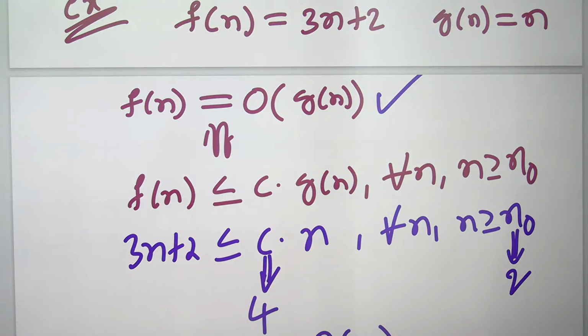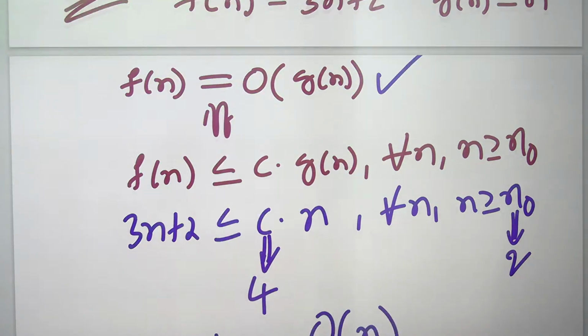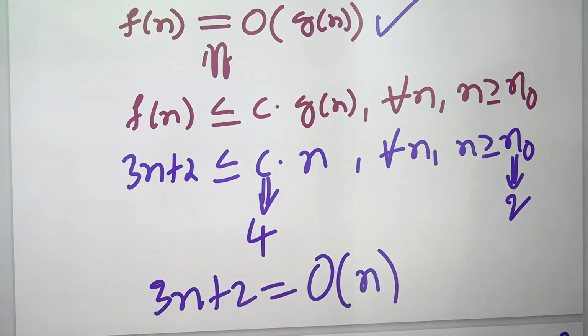I want to prove f(n) is big O of g(n) if and only if this condition is satisfied. I tried to check it: 3n plus 2 on the left side, n on the right side. To be frank, the left is bigger. But according to the definition, I have to prove the right is bigger by taking c's help. I took c value 4, for all n where n is greater than or equal to n0.